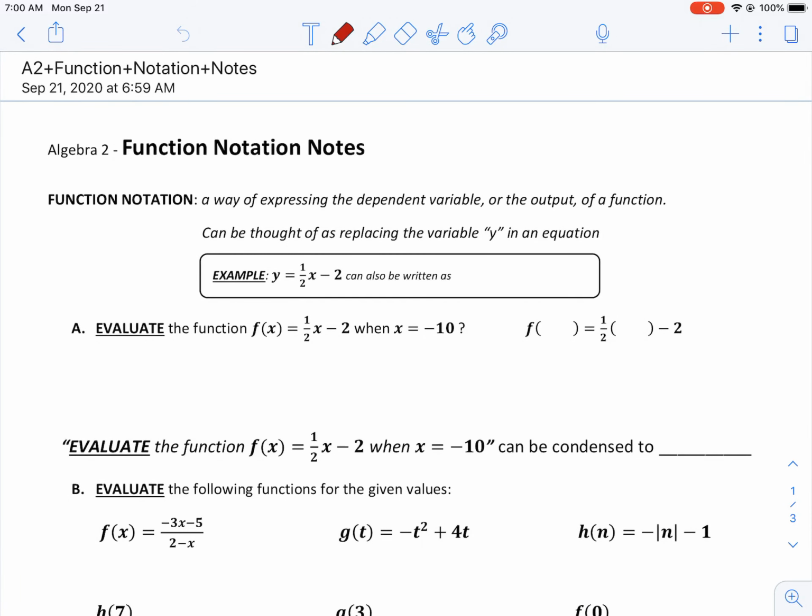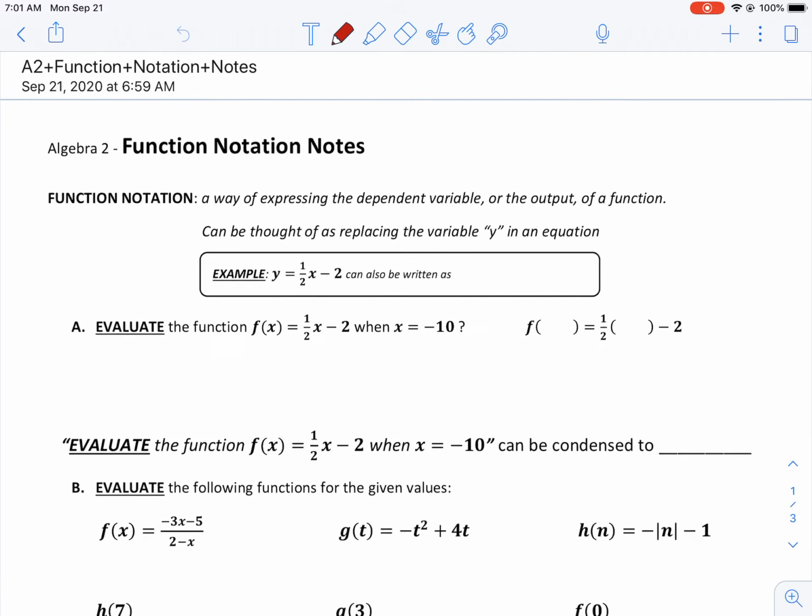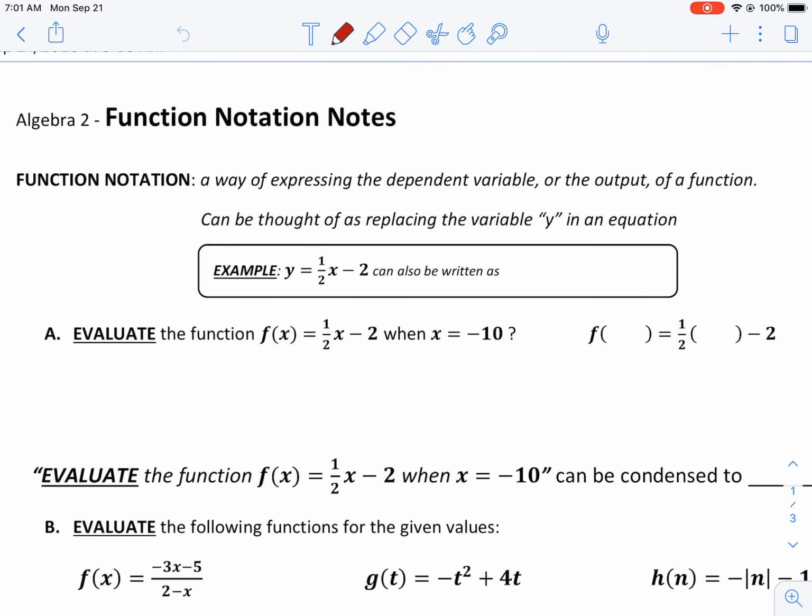Hello, today we're going to be talking about function notation, all right? Function notation is not anything new, so hopefully this can just serve as a refresher or a reminder of things that you've done before. So function notation is just a way of writing functions, right?